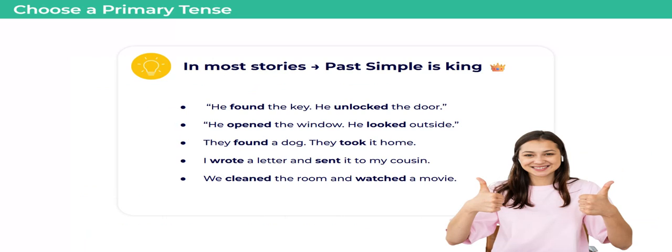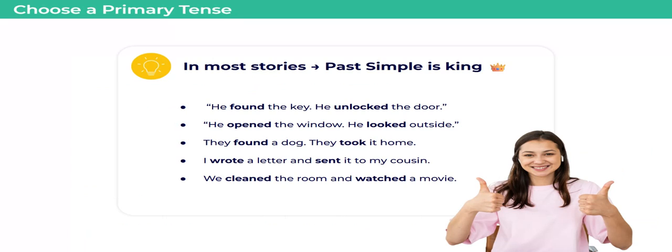Okay, well, let's think about a primary tense for your storytelling. In most stories, the past simple is king. For example, he found the key. He unlocked the door. He opened the window. He looked outside.